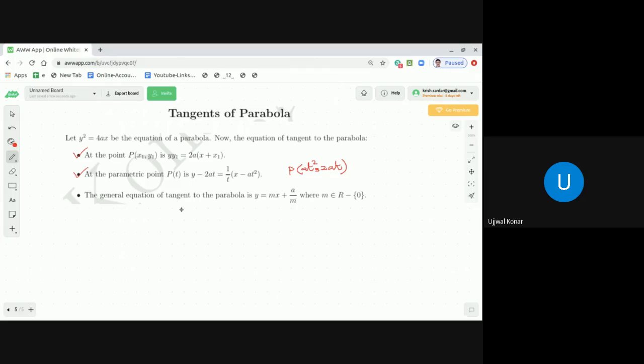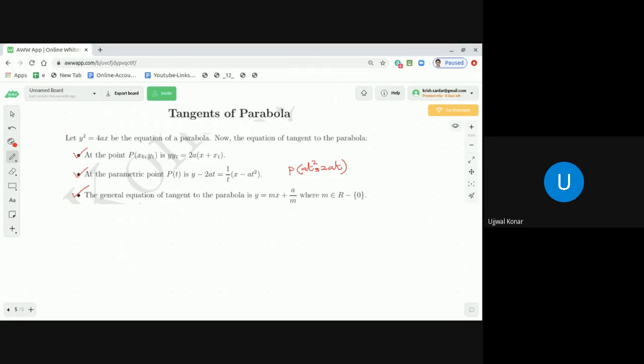Now, the general equation of the tangent to the parabola is y equal to mx plus a by m, where m is any real number except 0. That is the general equation of the tangent of the parabola when you know the slope of the tangent to the parabola. If you know m as the slope of the tangent, then the general equation of the tangent to the parabola is y equal to mx plus a by m.